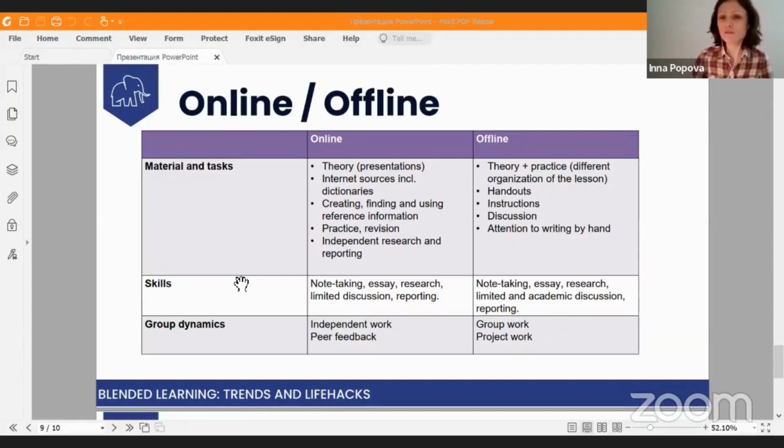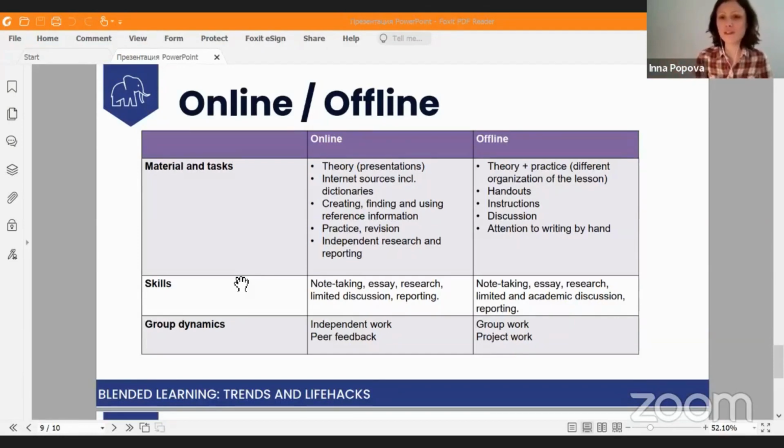for example, when we are online, I show a presentation, then we do some practice. When we are offline, the lesson is structured a little bit differently. There is a little bit of theory, then practice, then theory, then practice, and so on. They get handouts and not a presentation, because we try to use something that you can touch during the offline period, and I personally try not to rely so much on electronic devices.